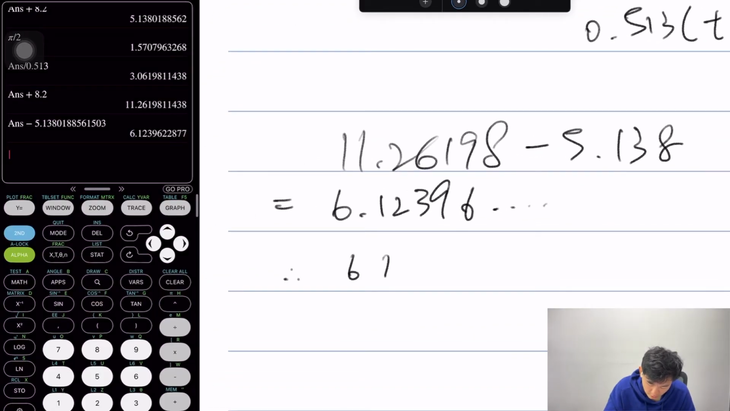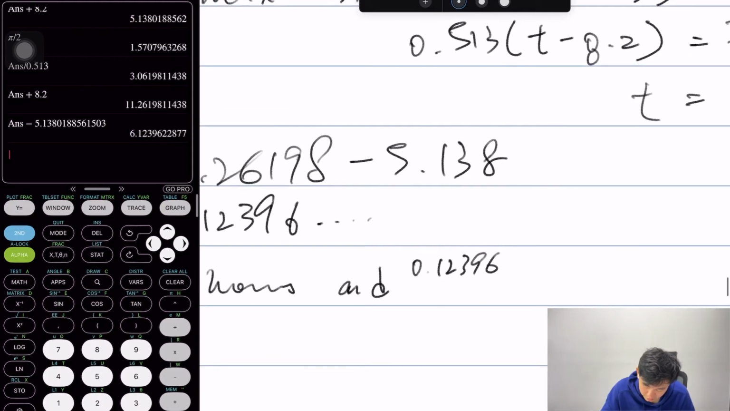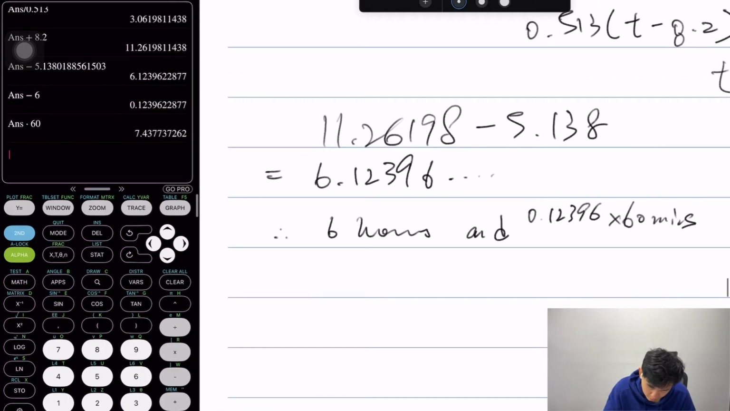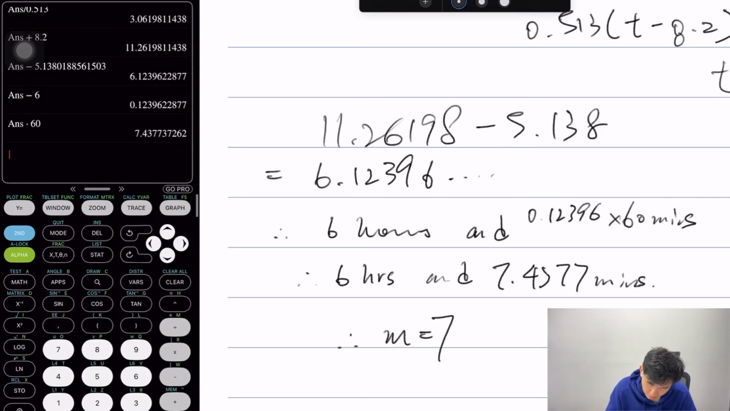Which is 6 hours and 0.12396 times the 60 minutes. So we just minus the 6 first and then times 60. Convert it, which is 6 hours and 7.4377 minutes. Okay. Therefore, your m is equal to 7 because it's correct to the nearest integer.